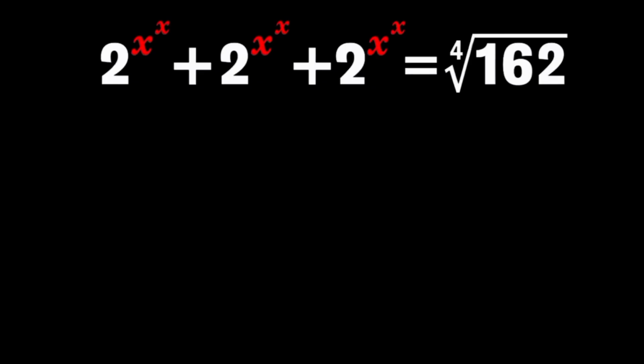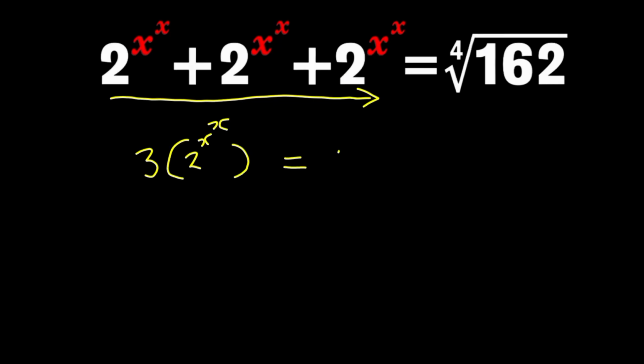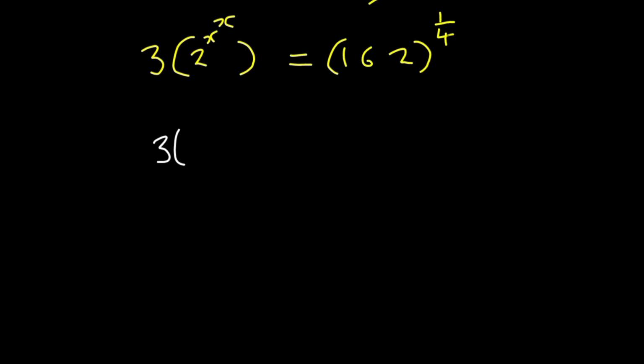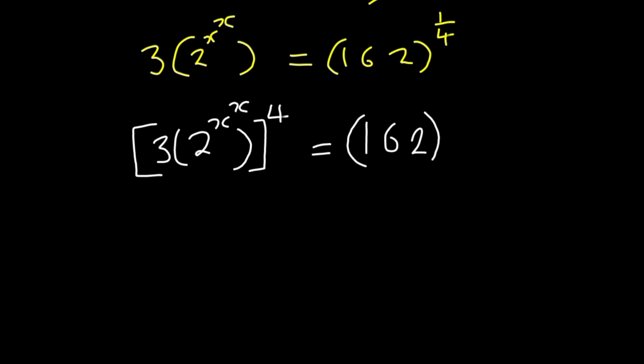So at first, let us add these three terms together because they are exactly the same. So we're going to have 3 times 2 to the power of x to the power of x, and this equals 162 to the power of 1 over 4. We have 3 times 2 to the power of x to the power of x, then this all to the power of 4, and it equals 162 to the power of 1 over 4, all raised to the power of 4. So here we say 4 cancels 4, right?